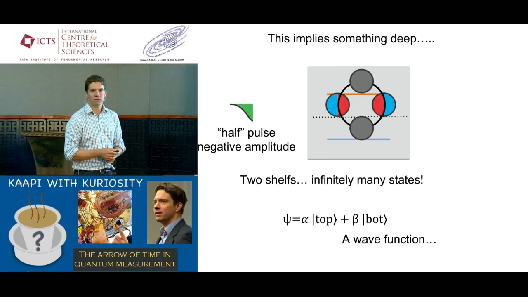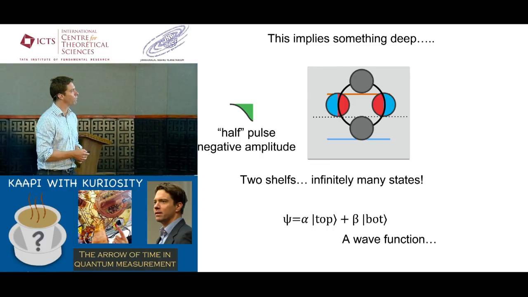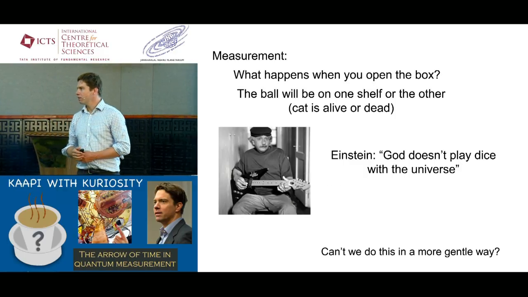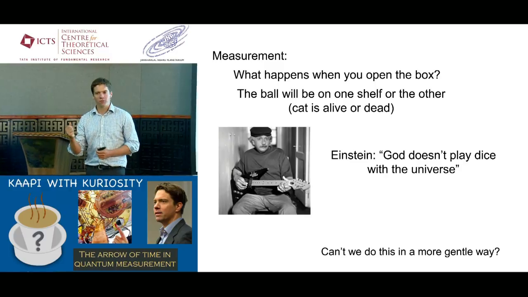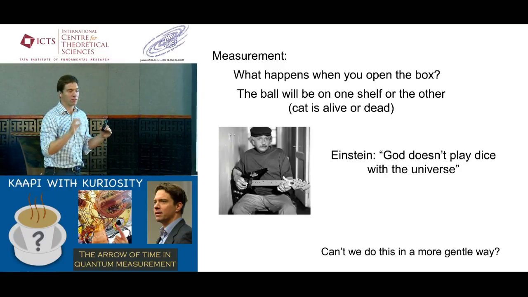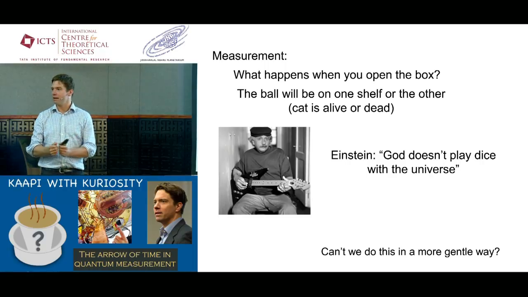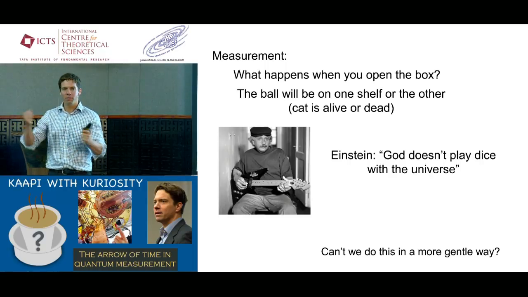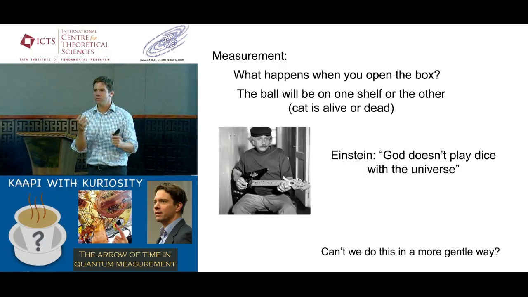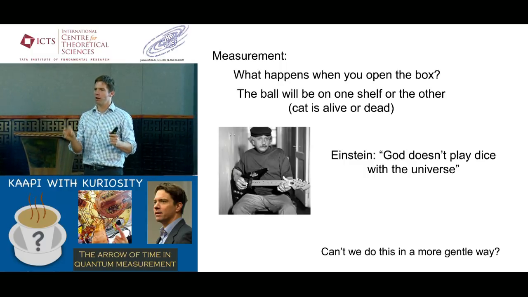So I've given you a picture of superposition. But what happens when you open the box? Well, the ball is always either on the top shelf or the bottom shelf. Those are the only real physical shelves that are there. We always find it on one or the other. It's the same thing with the cat. The cat is either dead or alive. So opening the box, even though we had this superposition state, destroys that superposition state, giving me the top shelf or the bottom shelf.